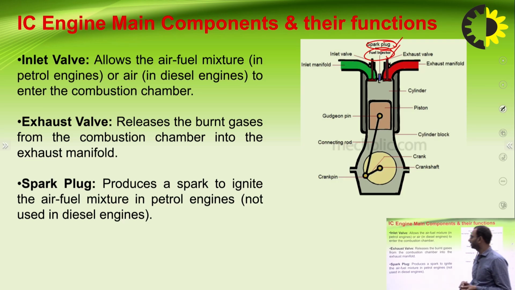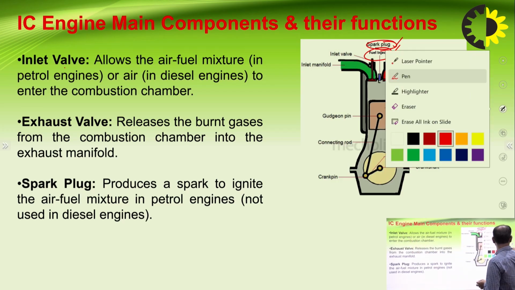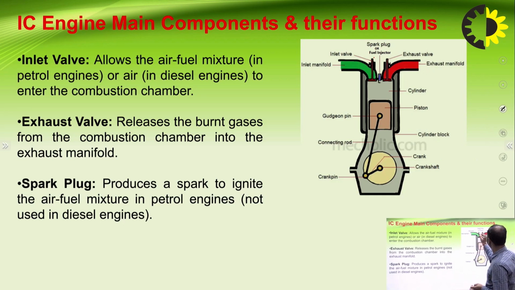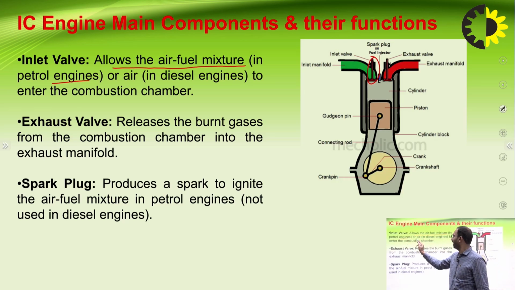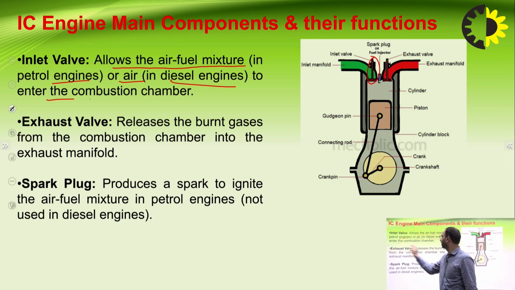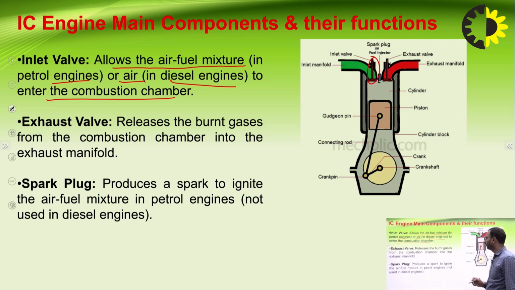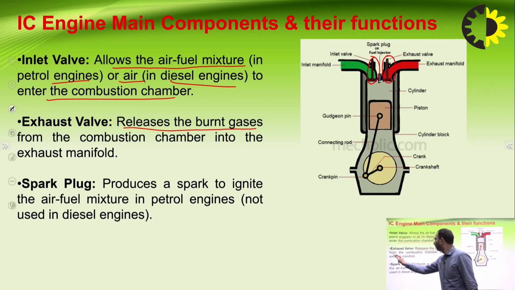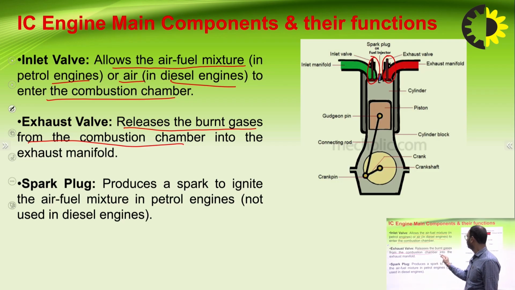Okay, so the first component is inlet valve. What is inlet valve? This one is called inlet valve. It allows the air fuel mixture in petrol engines, whereas only air in diesel engines, to enter the combustion chamber. Then what is exhaust valve? This one is exhaust valve. It releases the burnt gases from the combustion chamber into the exhaust manifold.